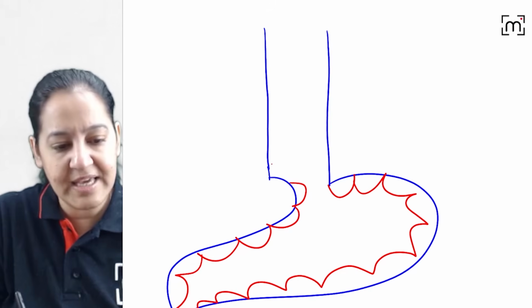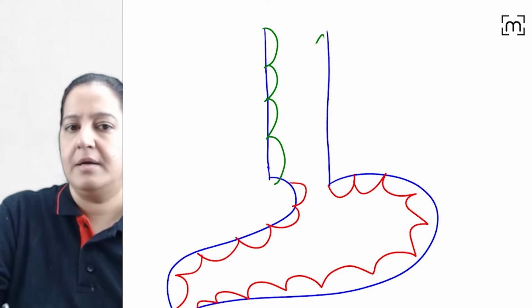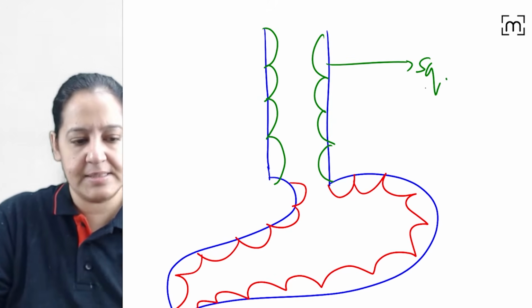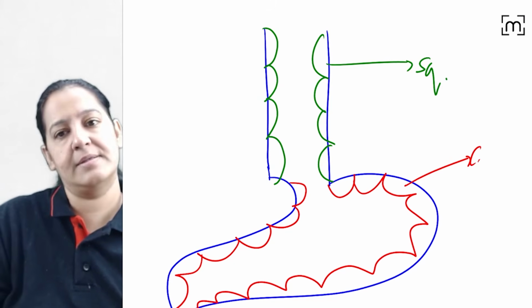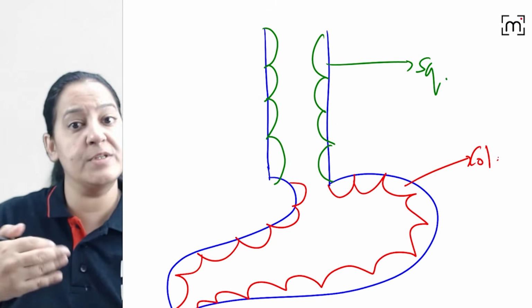The lining of the esophagus is always squamous. This is squamous. This is normal. In all normal healthy individuals, this is the case. So this is squamous and this one is columnar. The stomach is columnar. Why has God given 2 different linings in 2 organs which are continuous?